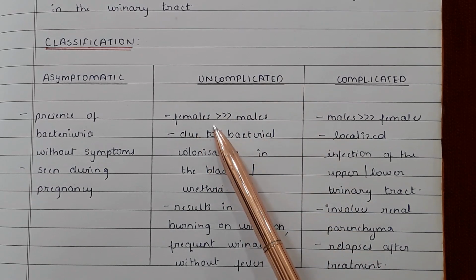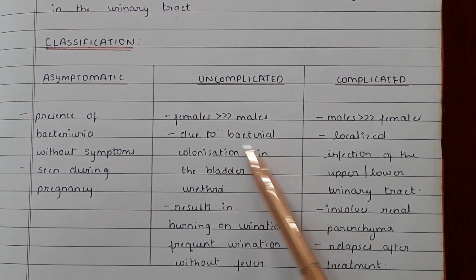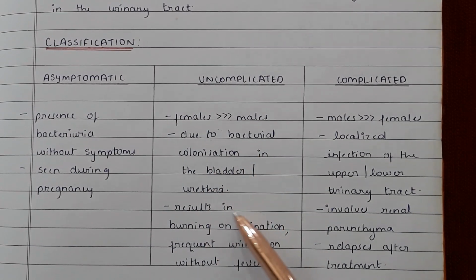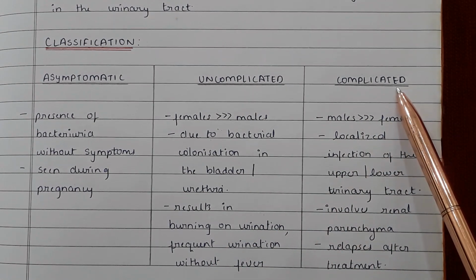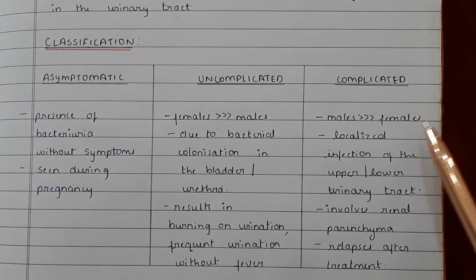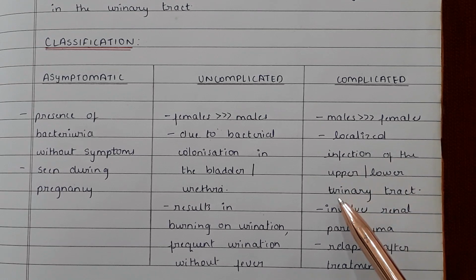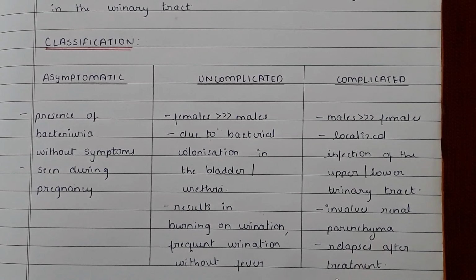Uncomplicated: females are more prone to develop it as compared to males, due to bacterial colonization in the bladder or the urethra, which results in burning on urination and frequent urination without fever. Complicated: males are more prone to develop it as compared to females. It is usually a localized infection of the upper and lower urinary tract. It involves renal parenchyma and it relapses after treatment.